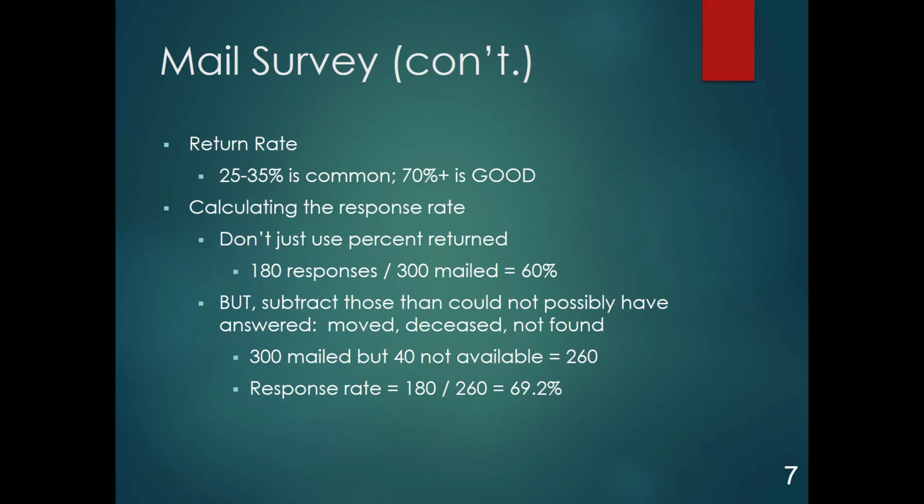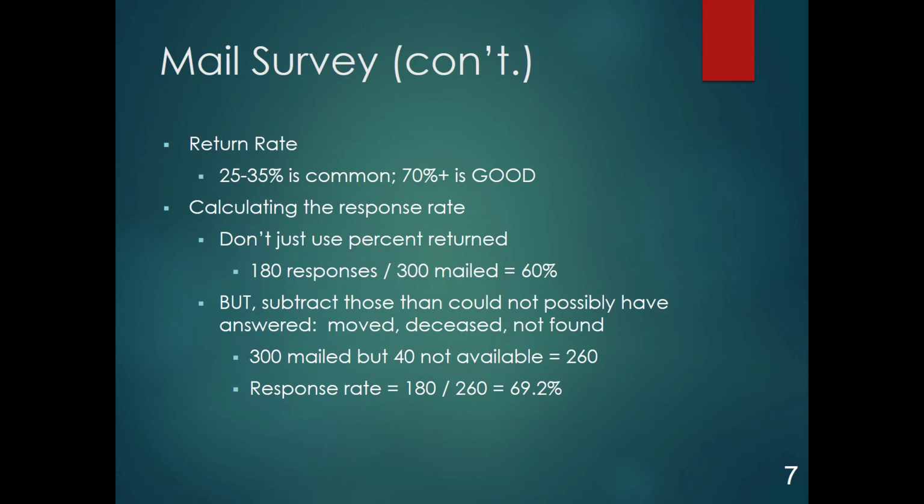For example, let's say you had 300 mailed, but only 180 responded. So what you would do is divide 180 by 300, which gives you 60%. So 60% is your actual responses that you got. That's the percentage returned. But you need to subtract those that could not possibly have answered, so people who may have moved or may have died, or just hadn't been found. You just couldn't reach them.